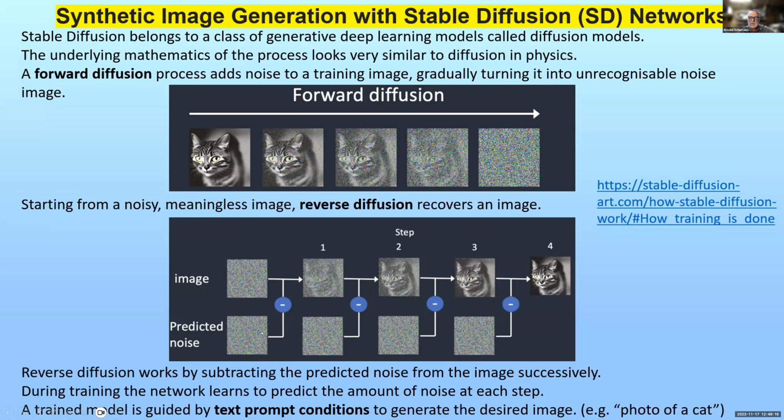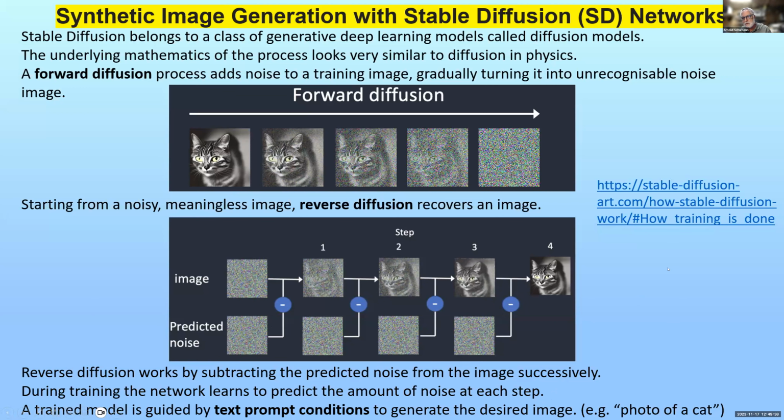It learns to predict the amount of noise and then remove it at each step until it gets back to the original image. Quite amazing. So it works by subtracting the predicted noise from the image successively. During training, the network learns to predict the amount of noise at each step. So that's roughly how it works. The trained model is guided by text prompt conditions to generate the desired image. For example, a photo of a cat.